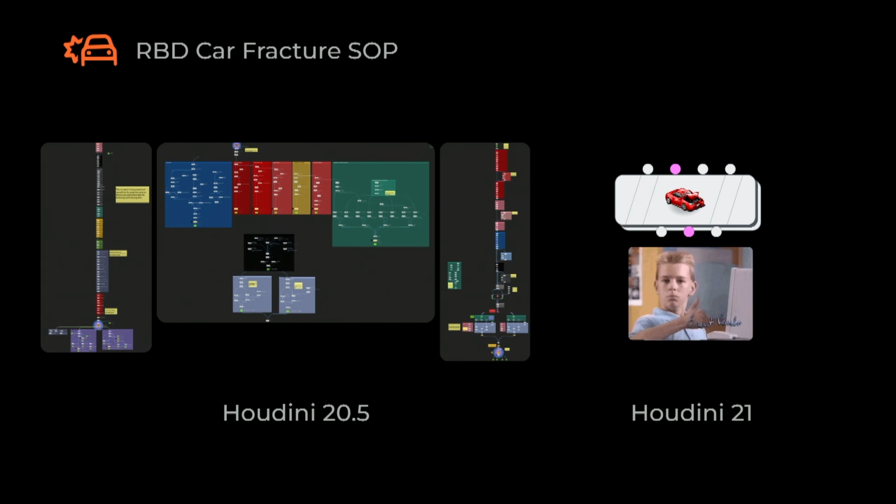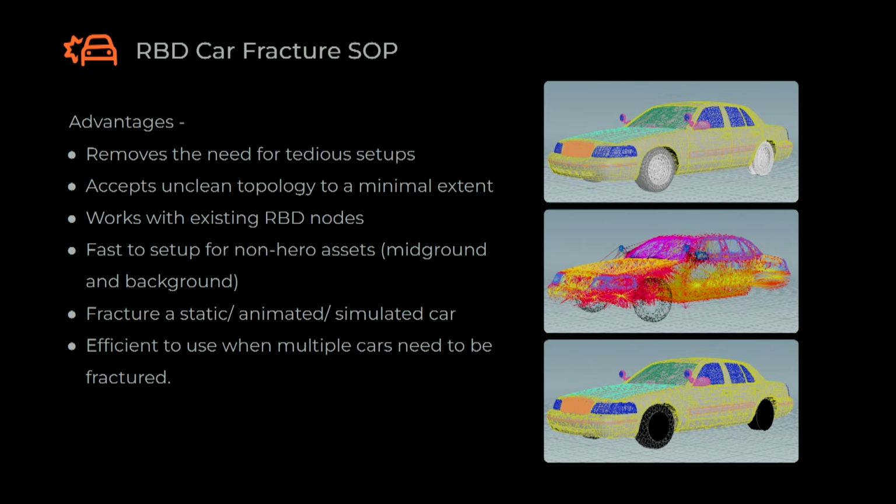So essentially, we've taken a big chunk of what you saw over here and put it into one node, which is crazy because it has a lot of advantages, like it removes the need for tedious setups. It accepts unclean topology to a certain extent. You would have to clean your car, which is always a good habit, but if you have some planar geometry which is not connected to the nearby geometry, it's okay. It doesn't freak out.